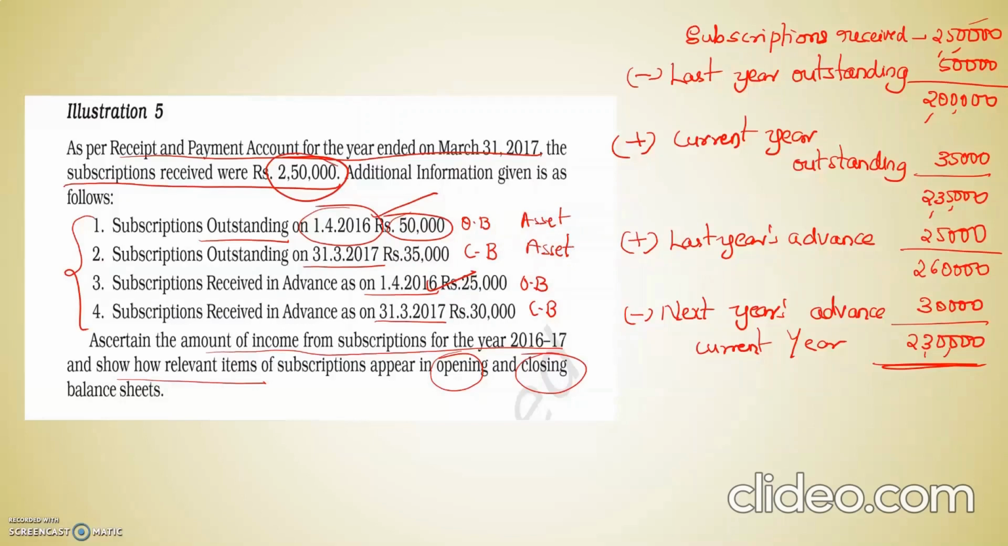Coming to the third and fourth item, subscription received in advance. Subscription is income. We have collected it in advance. We have not earned income, but we collected it. Still, it does not belong to us. It is our liability. So, one liability will be shown in the opening balance sheet. Another liability will be shown in the closing balance sheet. So, this is how we are calculating the amount that belongs to current year, and we are classifying the item as how they appear in the balance sheet.